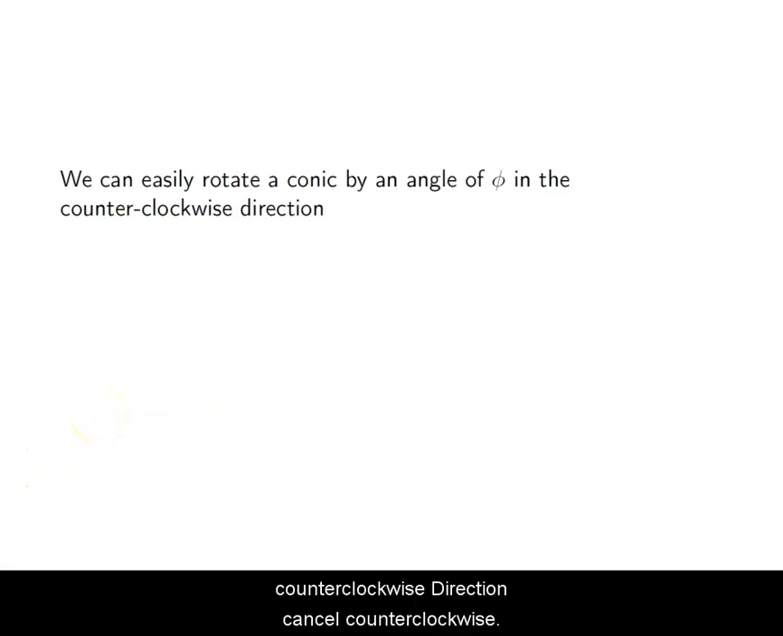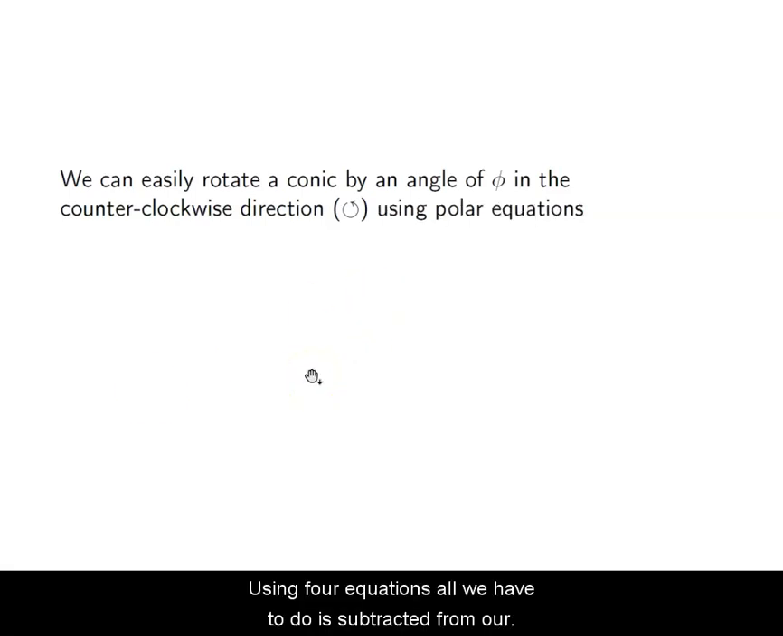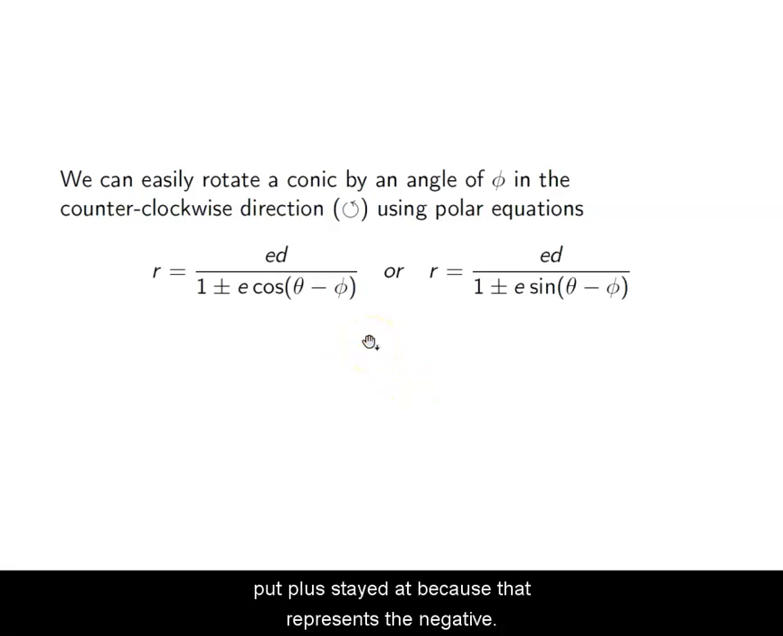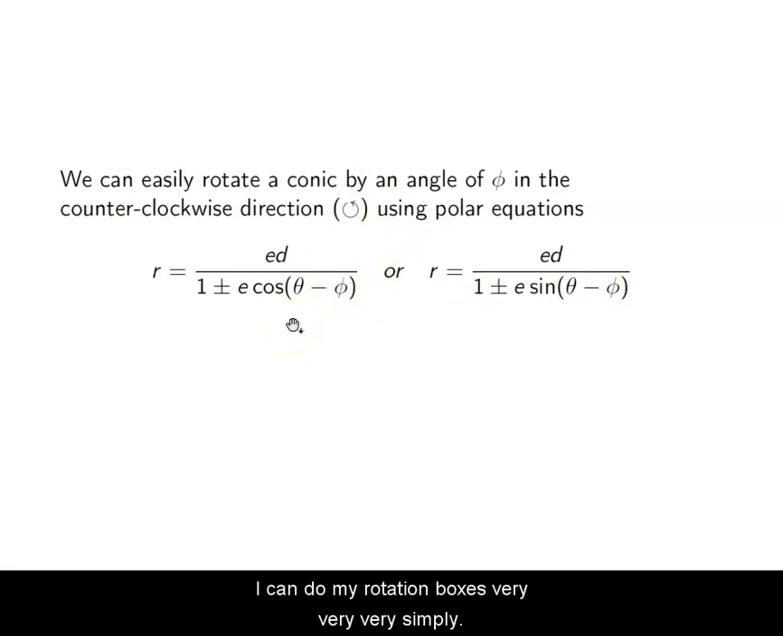Okay, we can easily rotate a conic by an angle of phi in the counterclockwise direction. Okay, so counterclockwise means we go opposite the direction of a clock. Using polar equations, all we have to do is subtract it from our angle theta in our equation. If we want to go the other direction, then we would just put plus phi because that represents a negative angle. So if I need to rotate by phi, I can do my rotation of axis very simply here. So that's one of the benefits of using polar equations for my shifted conics.